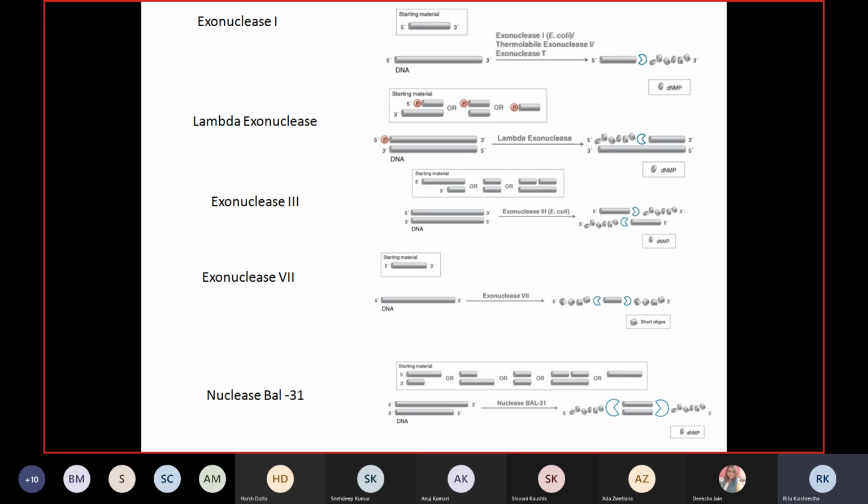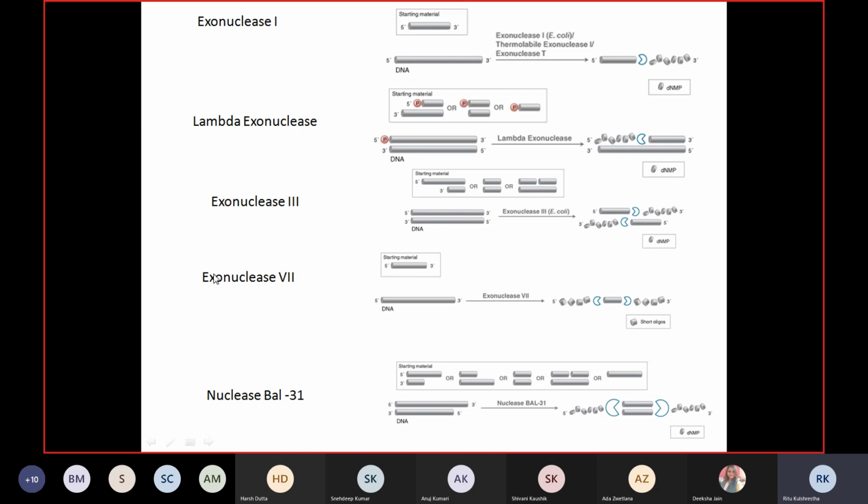And any of you who are interested can actually open such a company, and it's a huge market, because you can understand that in every molecular biology lab, you will have many of these enzymes, and the requirement is very regular for these enzymes.